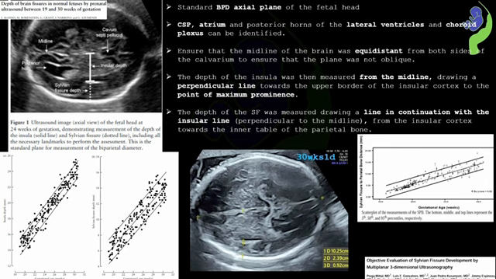Now the next step is to measure the Sylvian fissure depth. For this, you have to measure from the insular cortex to the inner table of the parietal bone, making sure that it is in continuation with the insular line, again perpendicular to the midline. From the graph, we can make out that the insular depth and the Sylvian fissure depth increase in proportion with the gestation age.